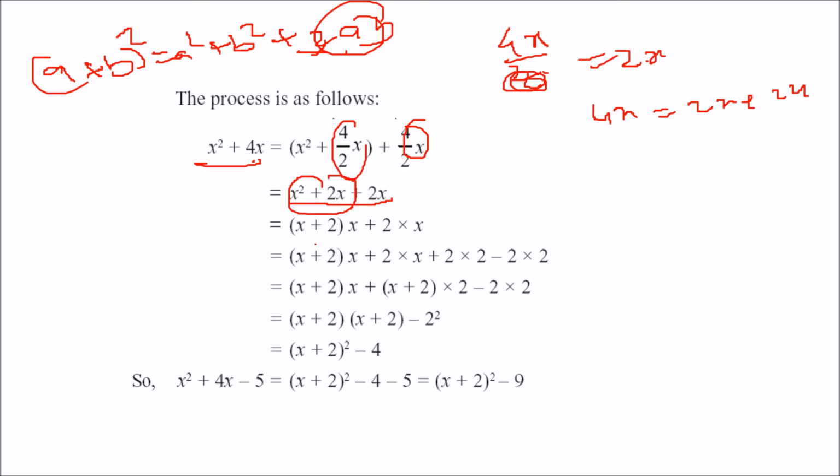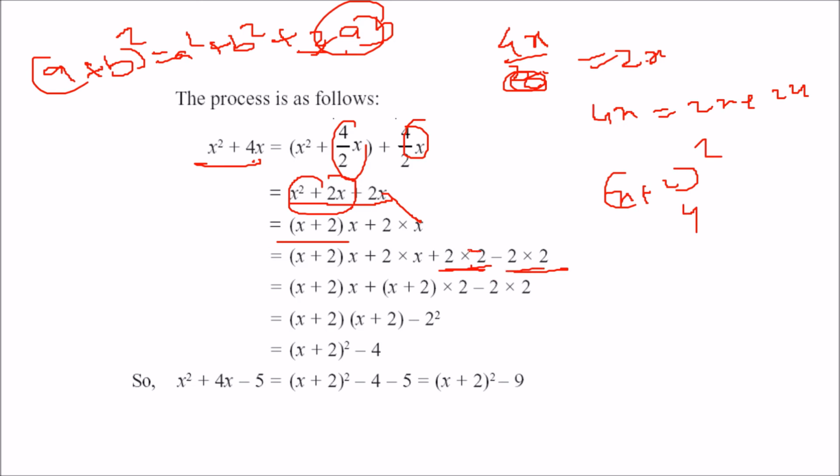This we have taken x common. So x plus 2 into x, this remains like this. Now we have added 2 into 2 and we have subtracted 2 into 2. Why? Because we know that in 2ab form this is going to be x plus 2 whole square. So this is 4. So 4 we have added, 4 we have subtracted.